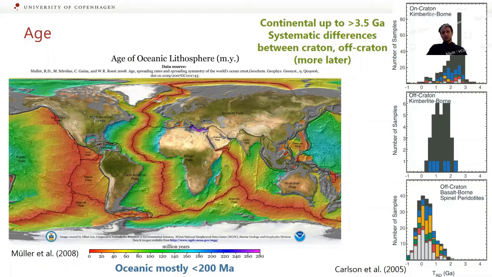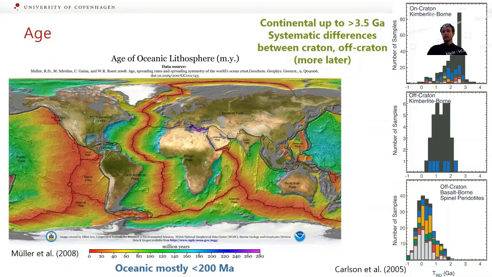In terms of age, this is a pretty obvious and striking difference. Oceanic lithosphere is mostly less than 200 million years old. It gets pretty old at the margins of the big oceans, and possibly in the Mediterranean, we might have some relict bits of the Tethys Ocean lithosphere that could be 280 million years old or so. But in general, it's pretty young. Continental lithosphere can be a lot older.